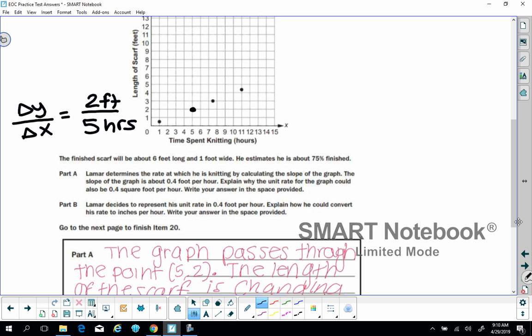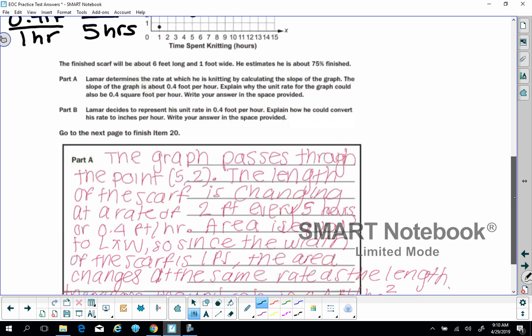And so when I'm finding my unit rate, I would do 2 feet per 5 hours. And so when I have to figure out, okay, how many feet per 1 hour, I would divide it and get 0.4 feet per 1 hour, which is why I can use the unit rate to explain it also. And so that's this first answer right here.